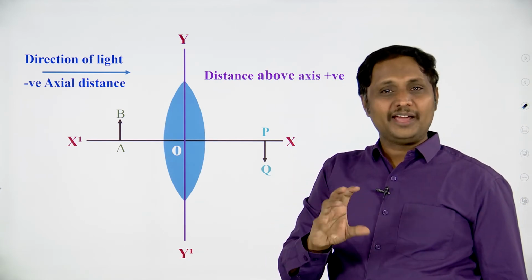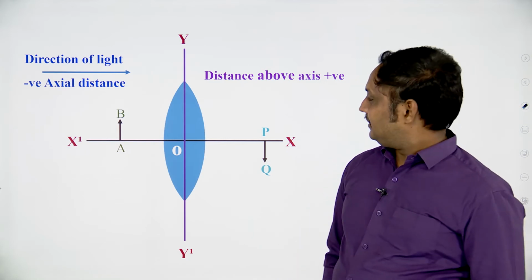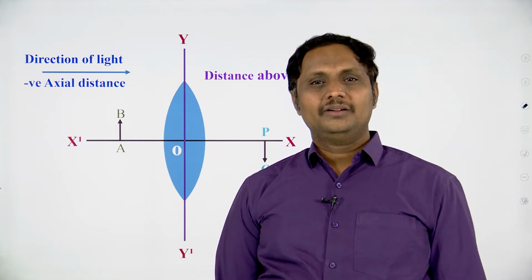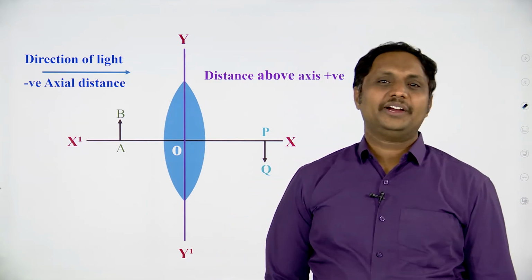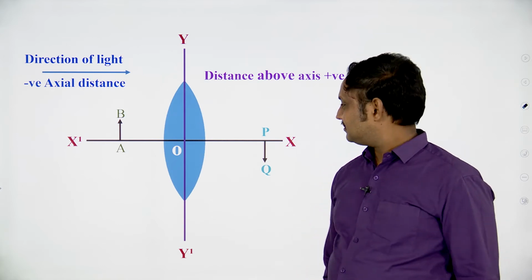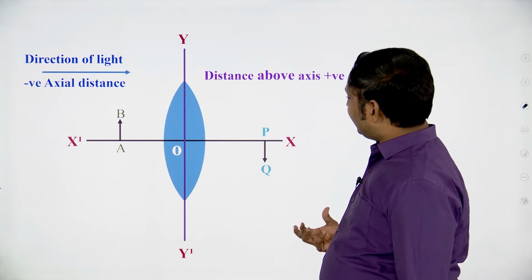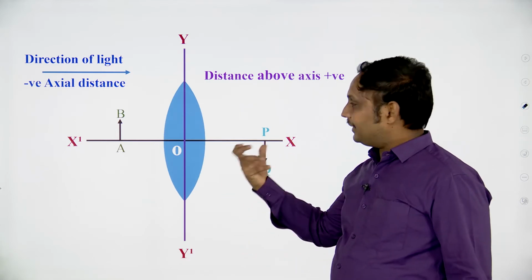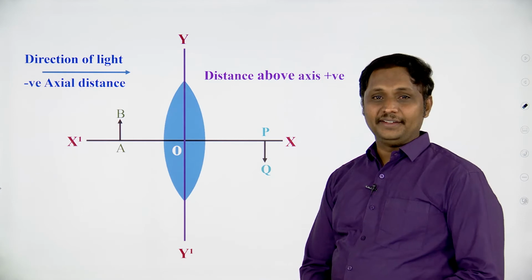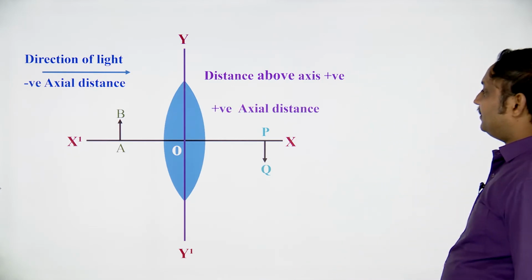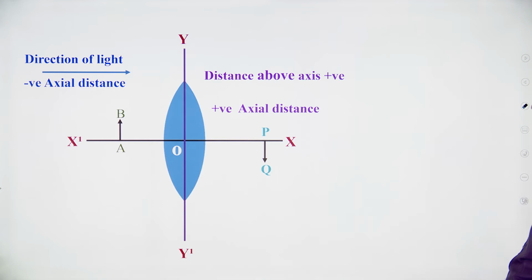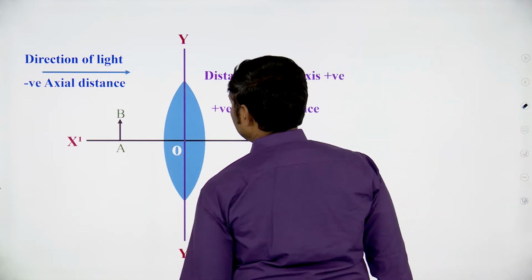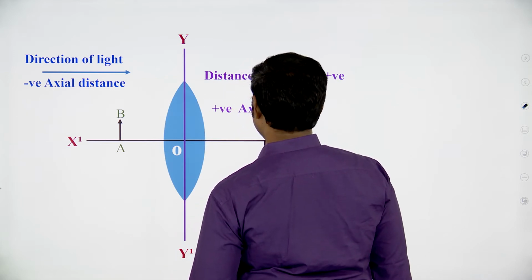All are depending on the dimensions of the object. Depending on the dimensions of the object, we will get the image dimensions also, whether it is going to be magnified or diminished. But we should take the measurements and the sign convention according to the coordinate system. Let's have a look into the positive axial distance and negative axial distance. We go for this OP, which is positive, and this which is negative.